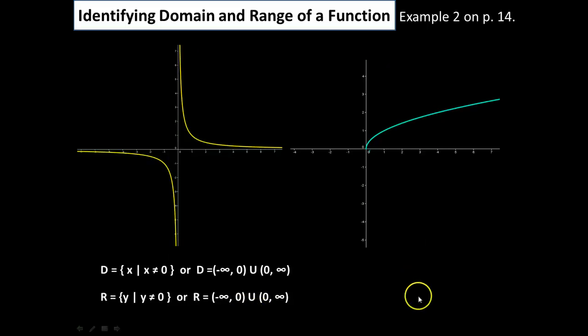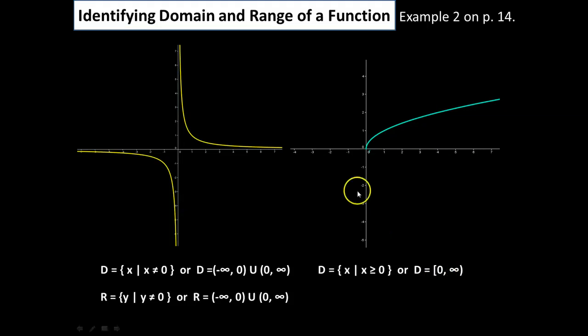Okay, our second function here, this looks like it's probably our square root function. We have a domain of all of our x values from 0 out. You can see over here where x is negative, we have no x values. So we're going to start at 0 inclusively and go out. So all x's such that x is greater than or equal to 0, or using interval notation, we're going to include 0 and stretch that out to infinity. So from 0 to infinity.